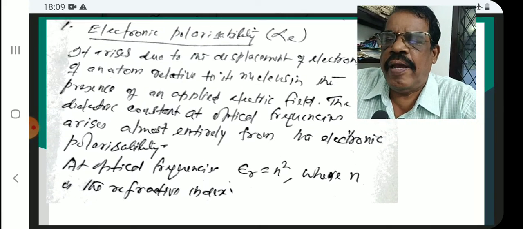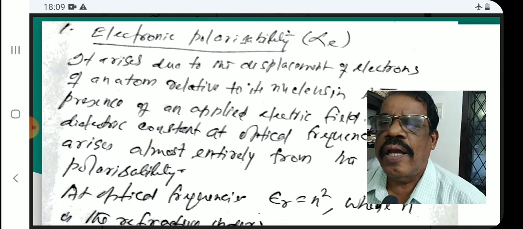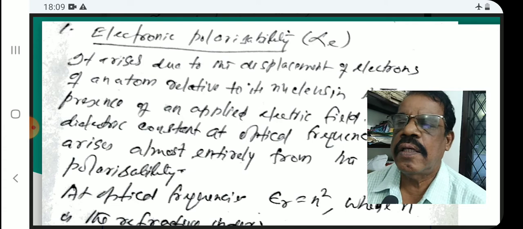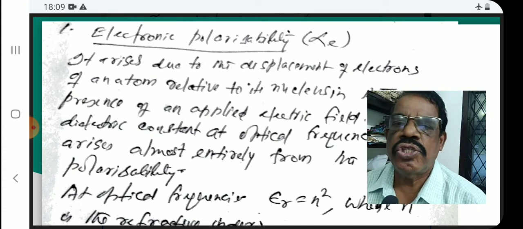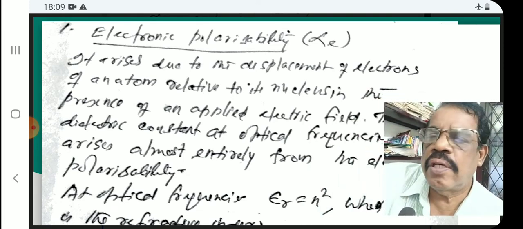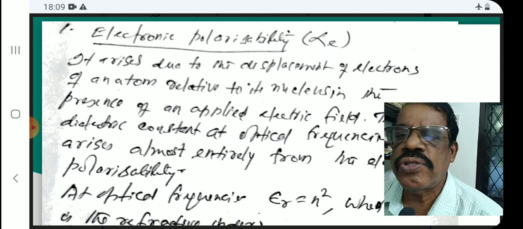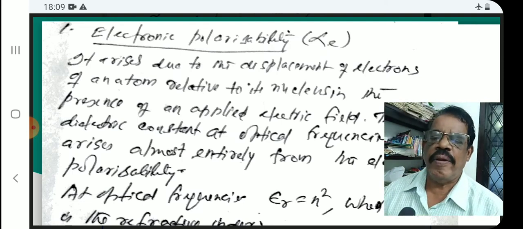We can explain one by one. The first one is electronic polarizability. It arises due to the displacement of electrons of an atom related to the nucleus in the presence of an applied field.